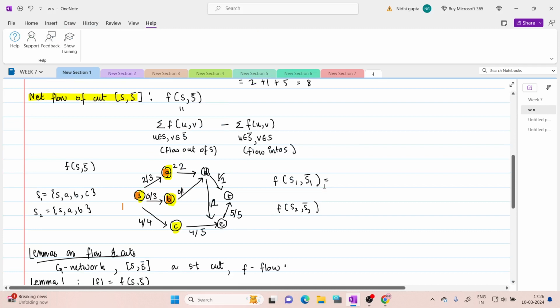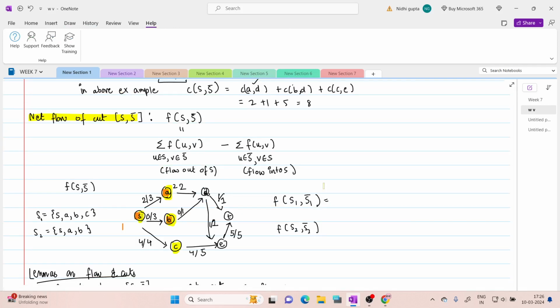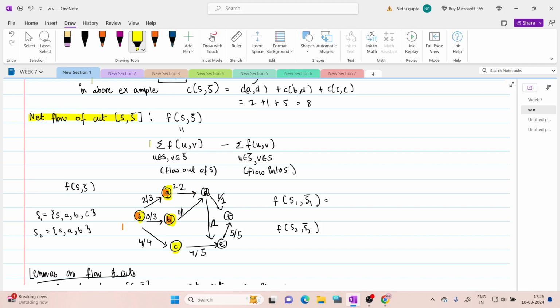Now, if we are also additionally given a flow, what will be the net flow of the cut? When looking at capacity, we were only interested in the edges going out of S to S bar, but when we are computing net flow, we are looking at all the edges. So we are looking at the flow out of S, and also the flow into S. Net flow is the flow out of S, that is, we add the flow of all edges going from S to S bar, and then we subtract the flow of edges going from S bar to S. So basically net flow is flow out of S minus flow into S.